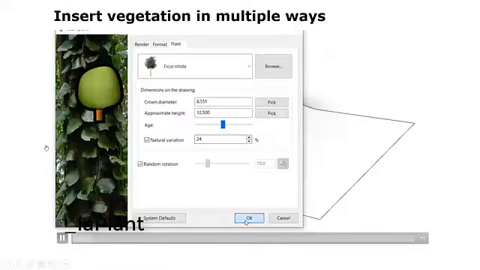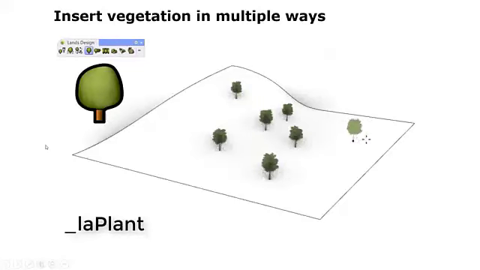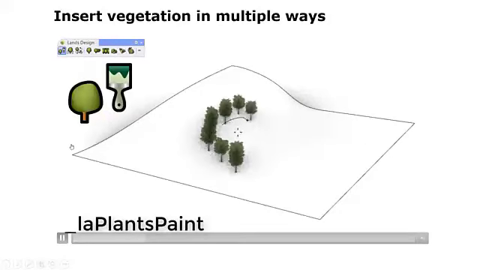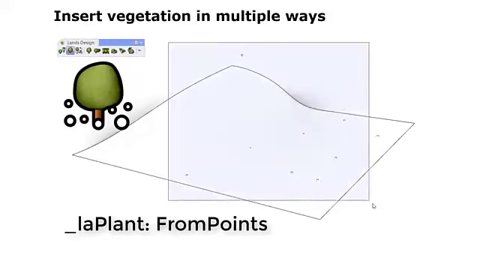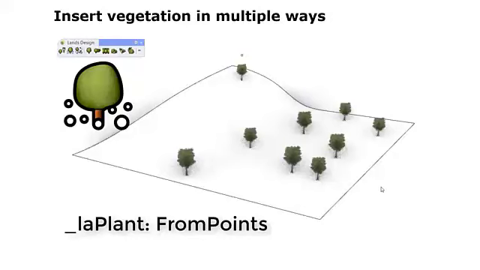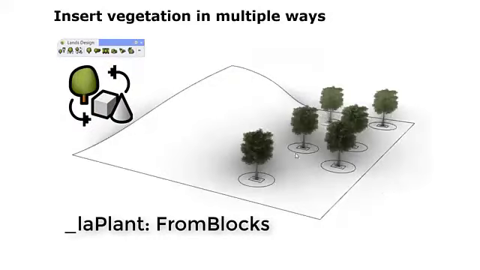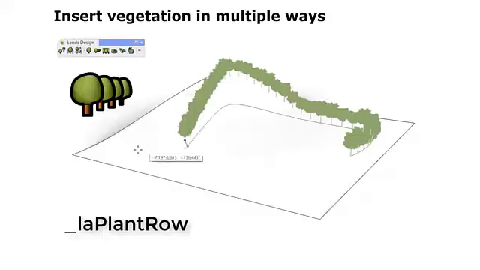There are several methods for inserting vegetation. You can insert it individually, of course. Also, you can insert it by drawing, moving the mouse on the screen. You can convert points into real 3D plants just by one click. You can convert blocks. If you have, for example, AutoCAD blocks, you can convert them to a 3D plant in Land Design. You can draw a row of plants.